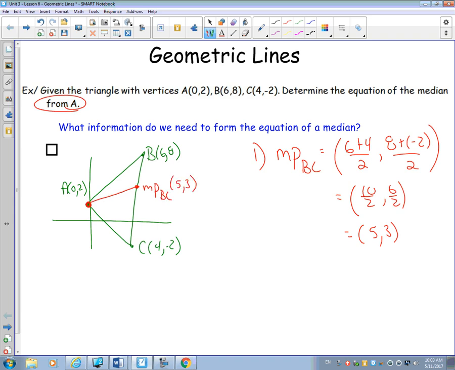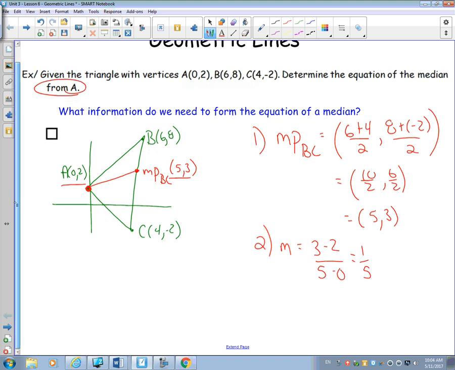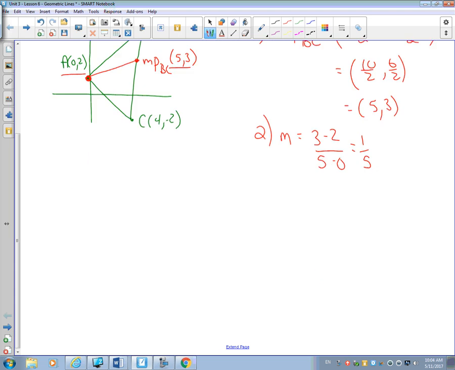I want to find the equation of that red line. What do I need? I need a slope. So I need the slope from the start at A, and ended at the midpoint of BC, sorry. So my slope will be 3 minus 2 over 5 minus 0. So I get 1/5. Now, if you want to work with decimals, you can. 1/5 comes out to a nice decimal. Nothing wrong with that. I am doing fractions, but you can use decimals if you want to.